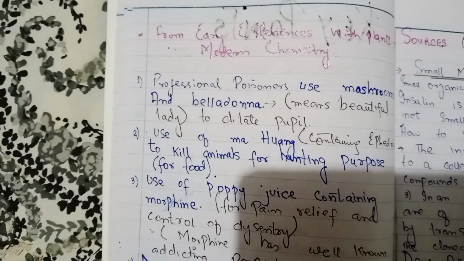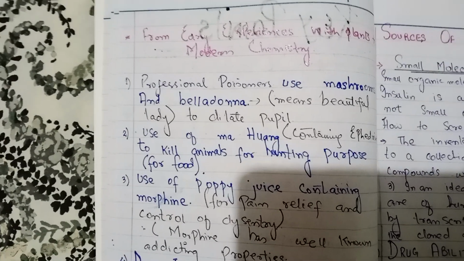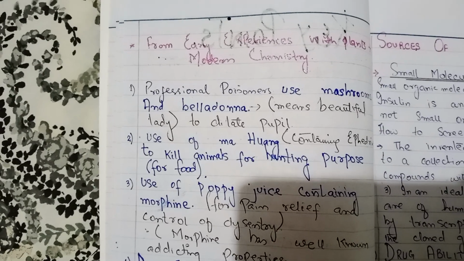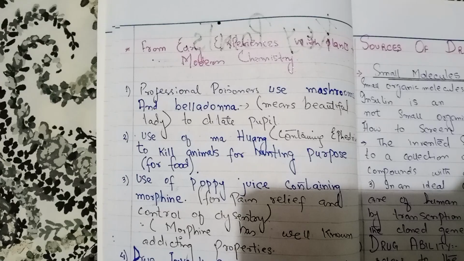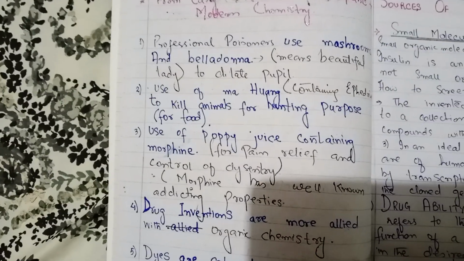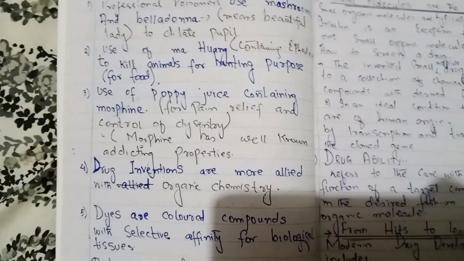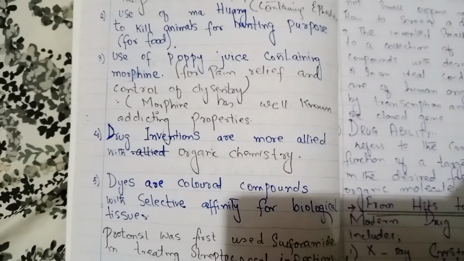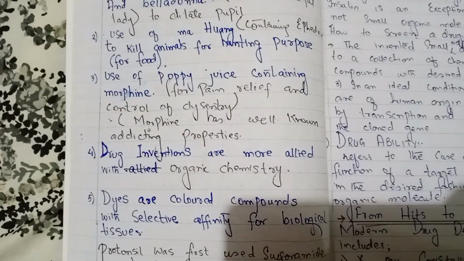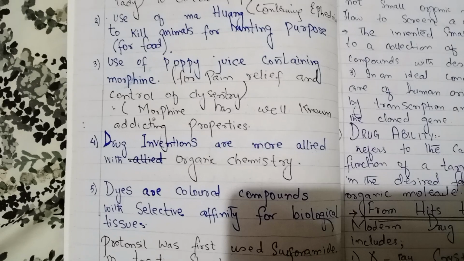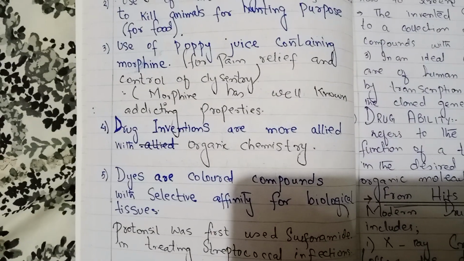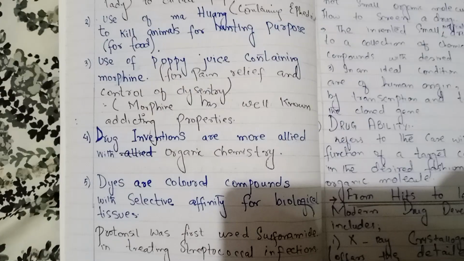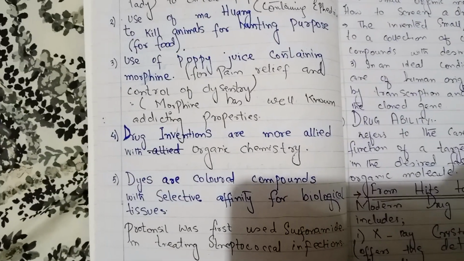Similarly, there was use of mushroom and belladonna to dilate the pupils, use of ma huang containing ephedrine, poisons to kill animals for hunting and food, and use of poppy juice containing morphine. Morphine is a well-known drug for pain relief and control of dysentery, and it has addictive properties as well. Addiction means we demand more and become dependent on it. Drug inventions are more allied with organic chemistry, meaning more federated with organic chemistry.